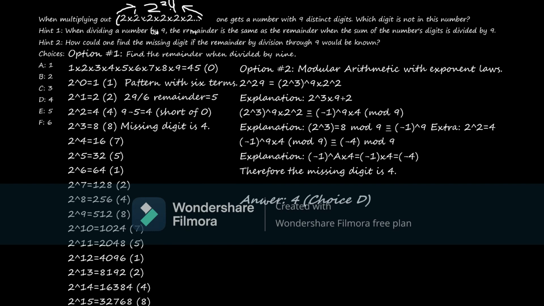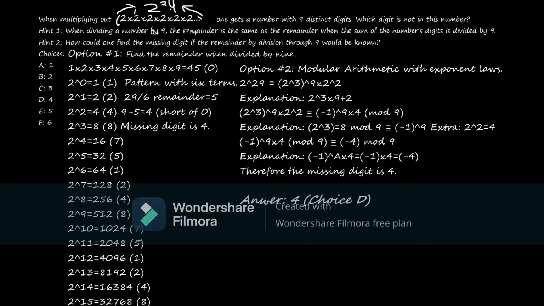So now that we've found the core of the pattern, which is 7, 5, 1, 2, 4, 8, we can let it repeat and repeat so that we will know what 2 to the 29th power is. And if you let it repeat, and if you keep on going, keep on trying to figure it out, you will find that 2 to the 29th power will have a remainder of 4.